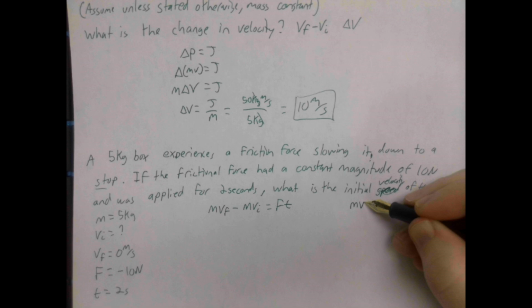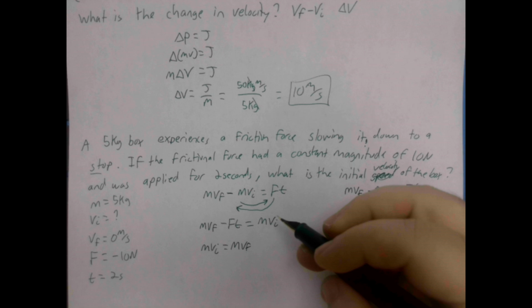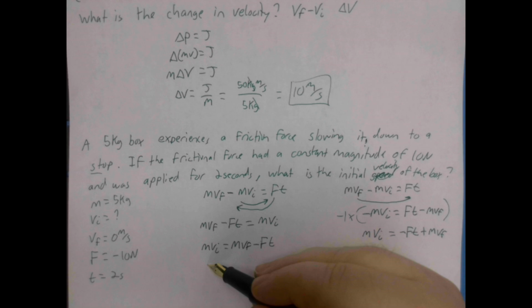Personally, whenever I see that my variable has a negative, I will move this to the right side and then this come over here, winding up with mvf minus Ft. Then moving this to the right side, that would be a positive mvi. And then we can rearrange this as mass times Vi equal to mvf minus Ft. I just swapped these sides. And then divide by mass. Vi equals mvf minus Ft divided by mass.